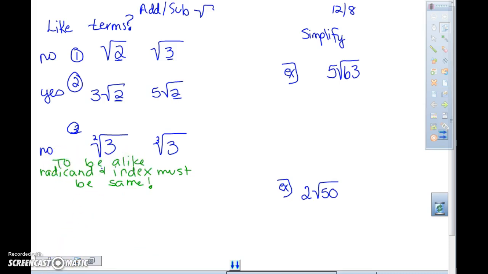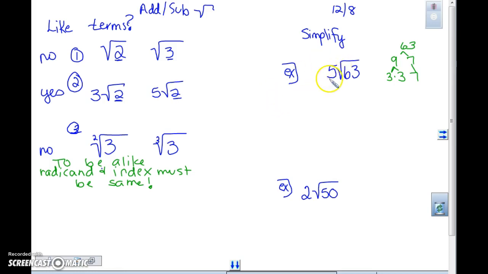I'll give you a minute to write it down. I have the square root of 63. So the first thing I'm going to do is break down 63 into a factor tree, just like we did yesterday. So two numbers that multiply for 63: 9 times 7. And then 9 breaks down into 3 times 3. And bring my 7 down.